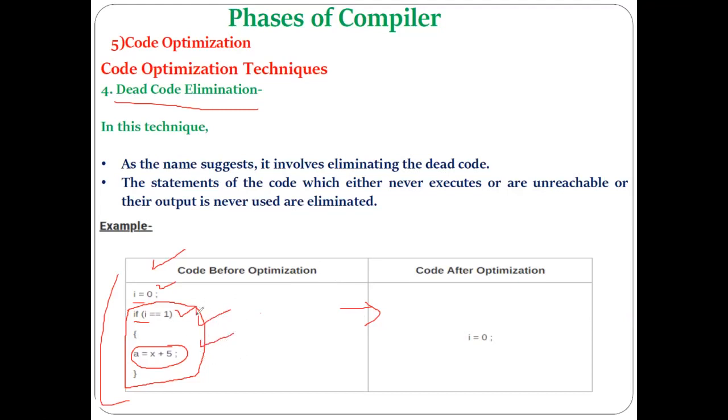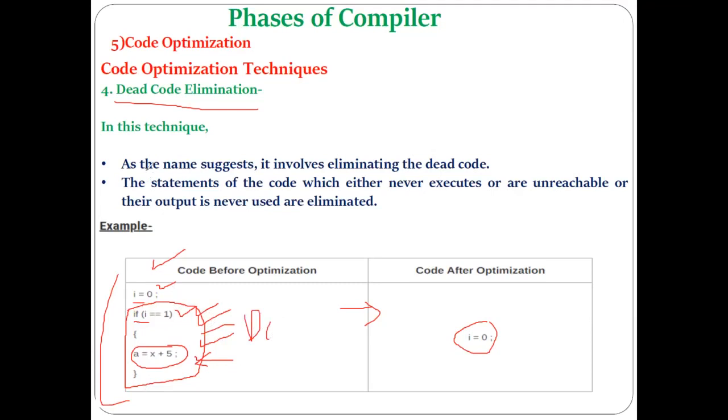So can it be eliminated? Yes, without affecting the final output of the program. Yes, it can be eliminated. And that is the reason this code is considered as dead code. After elimination, we get the code optimization like this, only I equal to 0. Because of this condition, this whole part is not going to execute. If it is not going to execute, then it is considered as dead code.